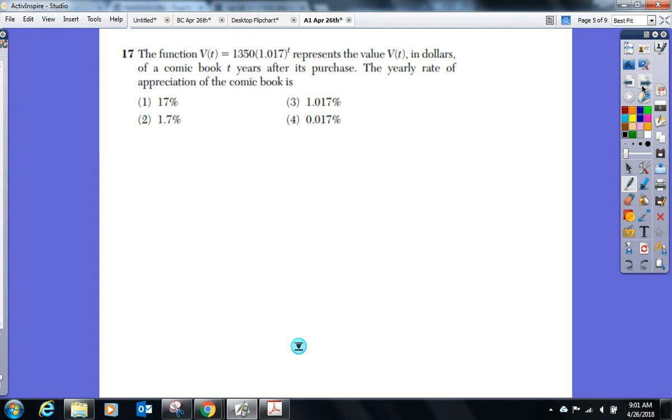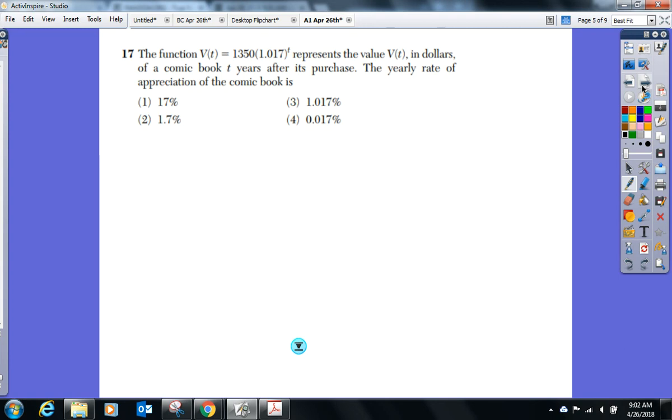All right? Whew. 17. Oh boy. How much do we remember? Well, I got to ask first, did you do it? Whew. Ooh, that's cool, huh? The value of a comic book T years after its purchase. What's the rate of appreciation? Okay. Well, do you know where I got to look first in that equation? Where do I have to actually look first?